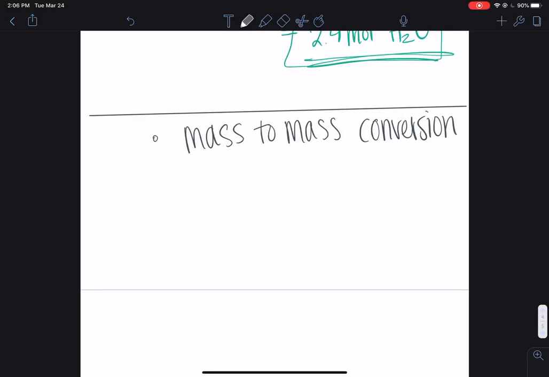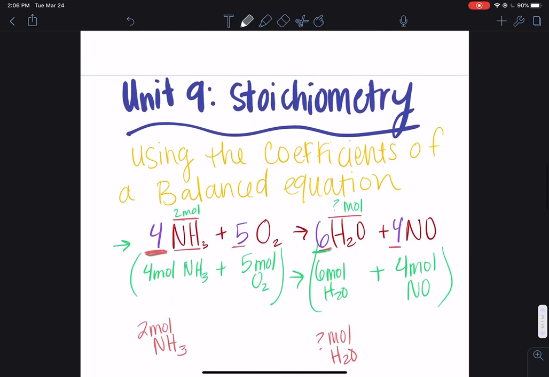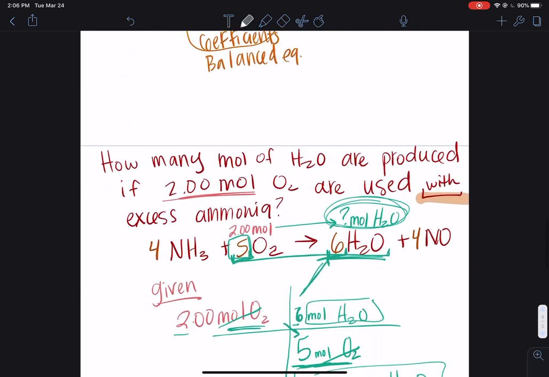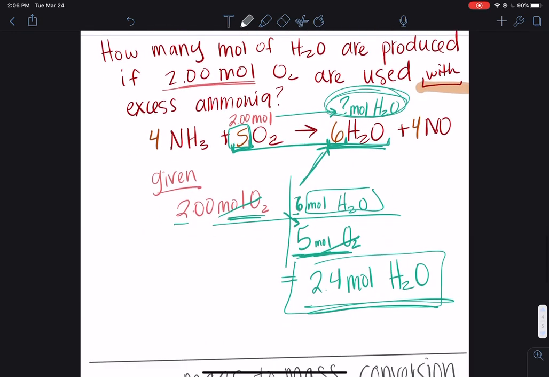Okay, so the last video was on mole to mole conversion using stoichiometry. Again, stoichiometry is just where we use the coefficients of a balanced equation. Last time we went mole to mole, this time we're going to go mass to mass. So let me go ahead and copy this equation back down.